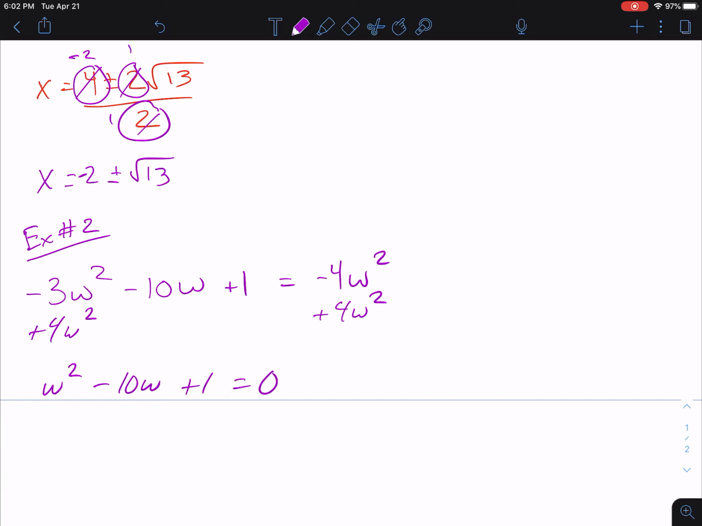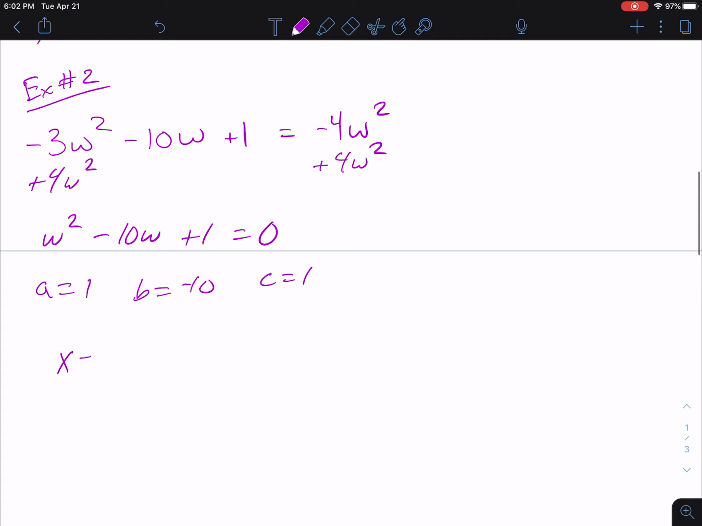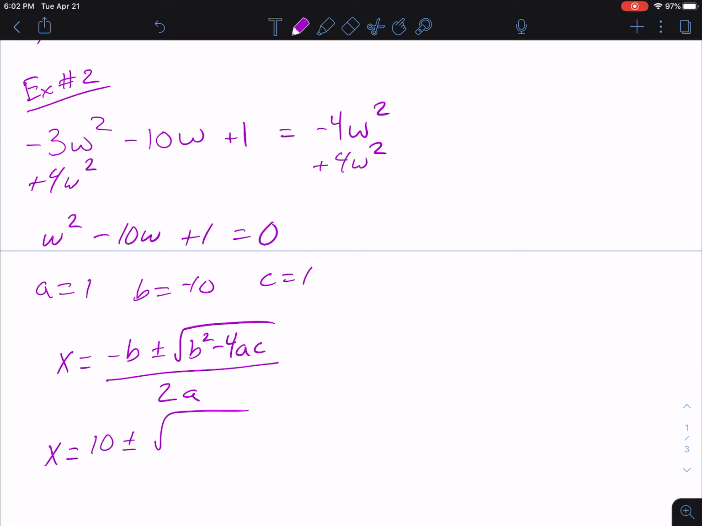Now that it's set equal to 0, we can see that a is 1, b is negative 10, and c is also 1. We're going to be using our quadratic formula. x equals negative b plus or minus the square root of b squared minus 4ac all over 2a. All right. So from there, we're going to be plugging in a, b, and c. So we're going to get x equals 10 plus or minus the square root of negative 10 squared minus 4 times 1 times 1 all over 2 times 1.